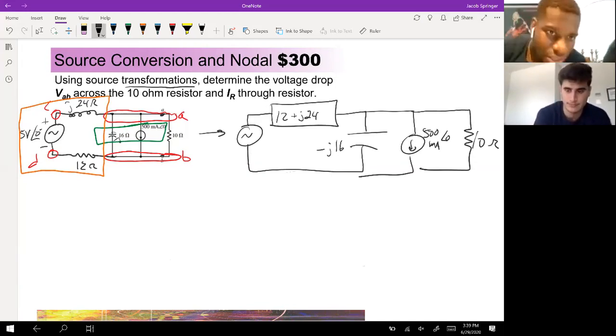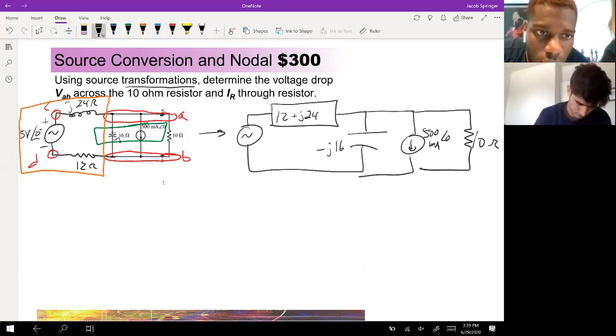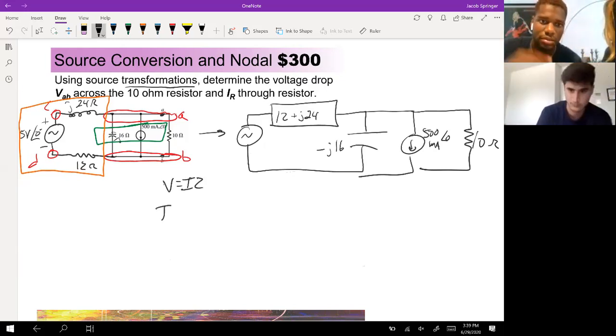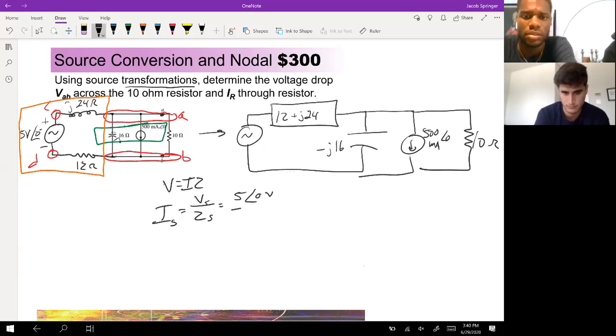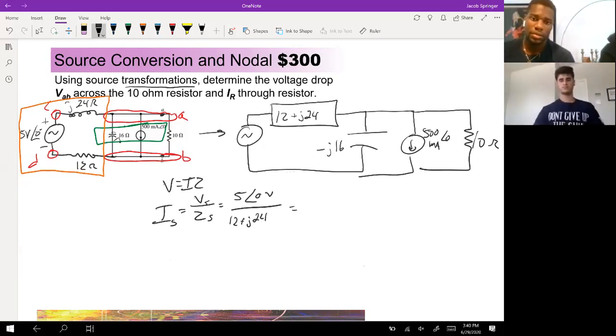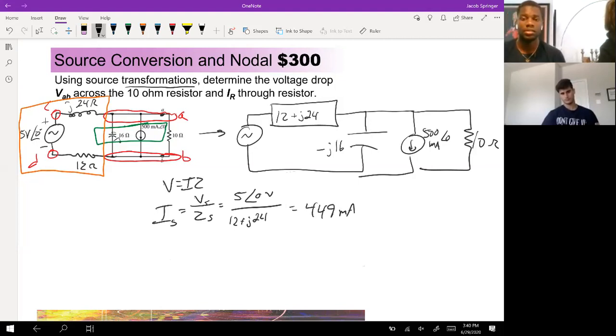So anytime that I'm doing source transformation, I'm doing the Z and I'm using V equals IZ. I'm solving for an I, which is V over Z, and it's the S, right? The source, the voltage source, the current source, and the Z next to the source. Well, the Z next to the source in this case is 12 plus J24. That's the one in series with the voltage source. And whenever I do that, I get, make sure I got it right, 449 milliamps, angle negative 158.2 degrees.